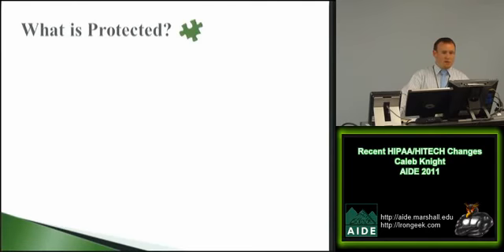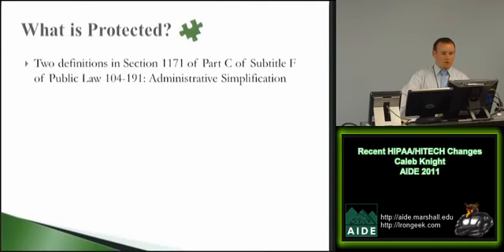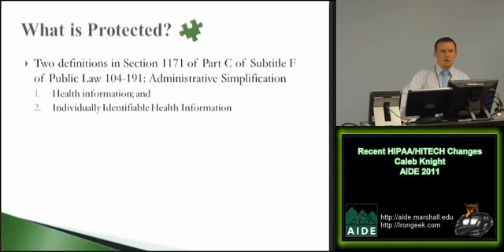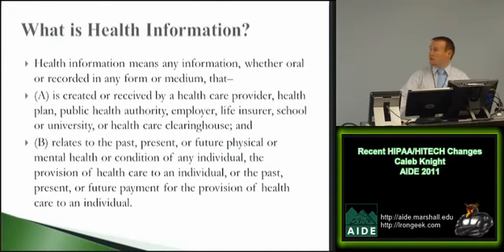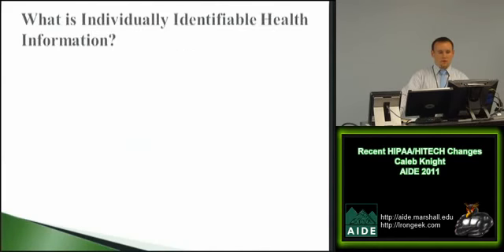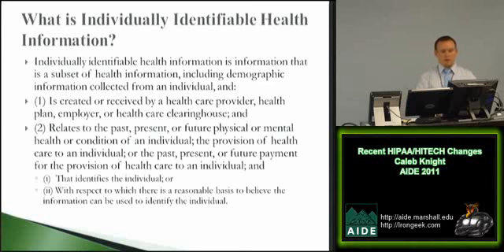So what type of information is protected under HIPAA? There are two definitions that are important under the part of the law titled Administrative Simplification. The first is health information, and the second is individually identifiable health information. I've got the definition of health information there for you. It basically means anything that's created or received by a provider that is health information. The second definition, individually identifiable health information, is basically what makes it protected.